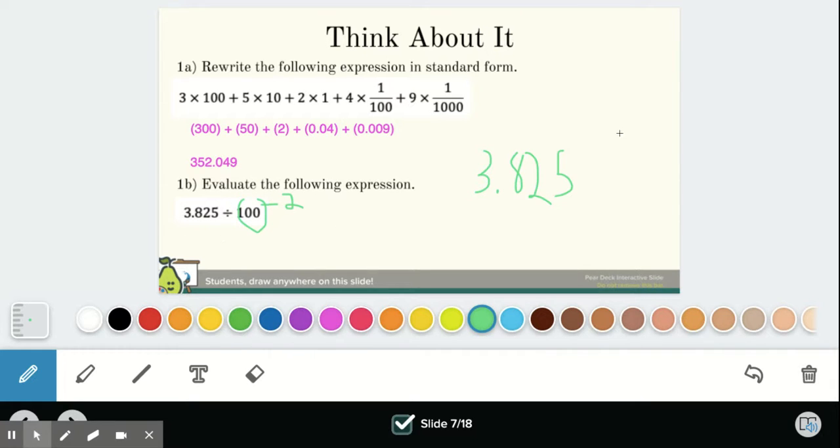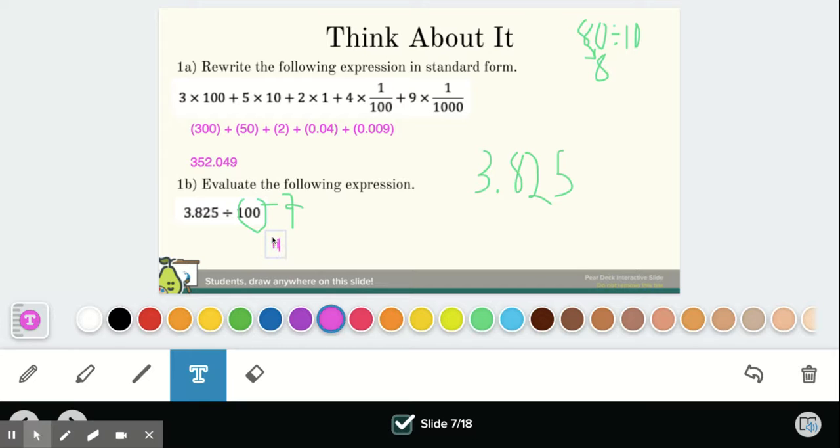And a reminder when you divide, and I like to do this sometimes to remind myself, I'll use a division question that I know the answer to, like 80 divided by 10 is 8. And you can see that the 8 shifts from the tens place to the right, to the ones place, 1 to the right. So that's a good reminder to know that when I divide by 100, each digit is going to shift 2 times to the right. And the decimal is not going to move at all.